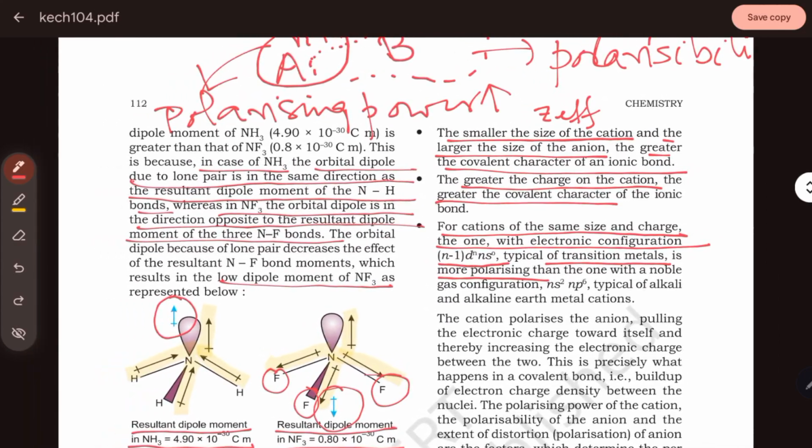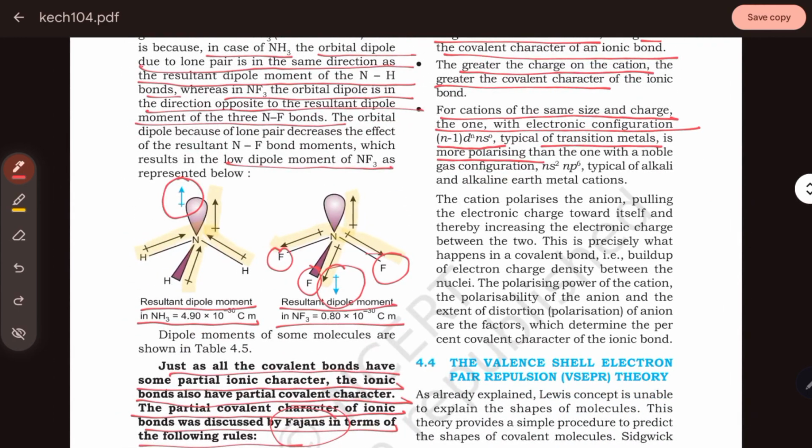So it has a greater tendency to polarize the electron cloud over the anion, and it is greater than any other alkali metals or alkaline earth metals. The cation polarizes the anion, pulling the electronic charge towards itself and thereby increasing the electronic charge between the two. So that defines why the polarization occurs and why the covalent character occurs in the ionic bond.